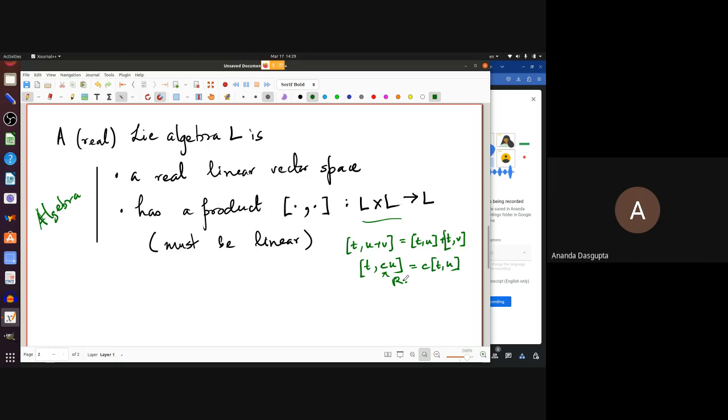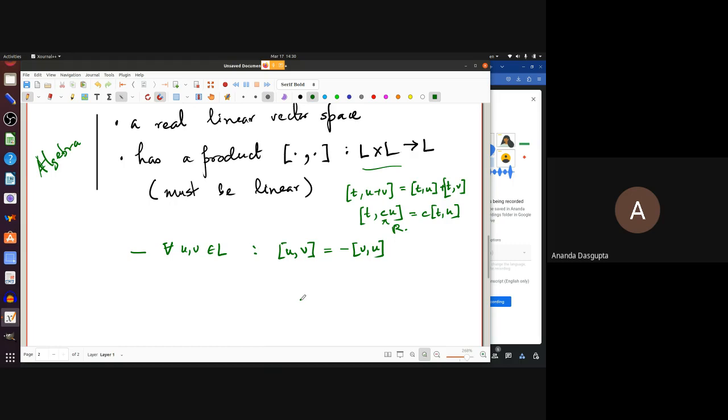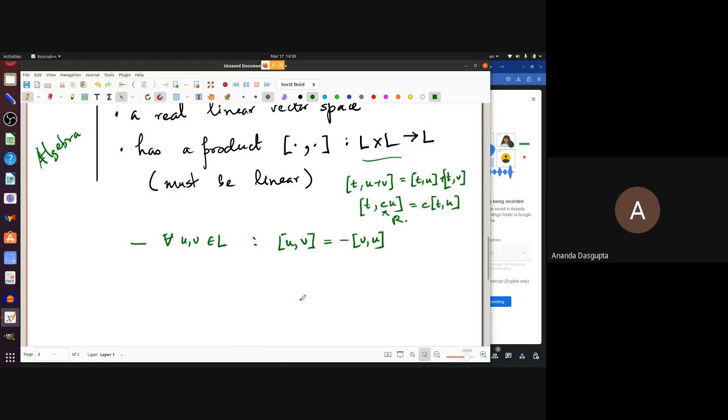Now the question is, when do you call an algebra a Lie algebra? That's when the product has these properties. Okay. One is for all u, v belonging to L, [u, v] equals minus [v, u]. So it's anti-commutative. Okay? Or there's an anti-symmetry or anti-commutation law. You're going to get a minus sign. That's one important property of the Lie bracket. It's going to be a Lie bracket.